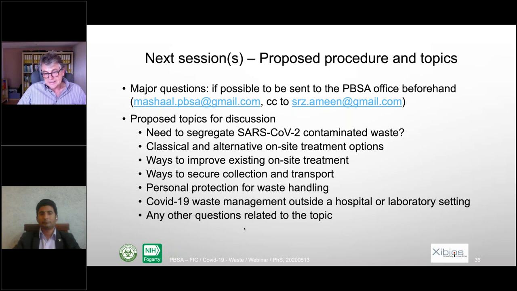Then also, how to manage contaminated waste outside a hospital or laboratory setting. I saw at least one question about that. People at home also wear some protection, especially if there is a patient at home, and they might also have gloves and so on to get rid of. How should they do that? And then, of course, any other questions that would be related to this topic.